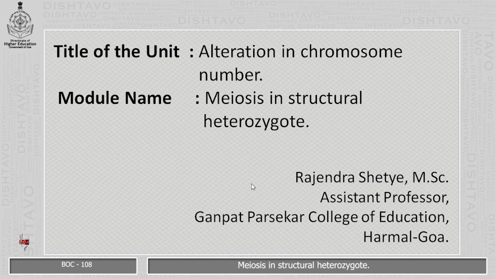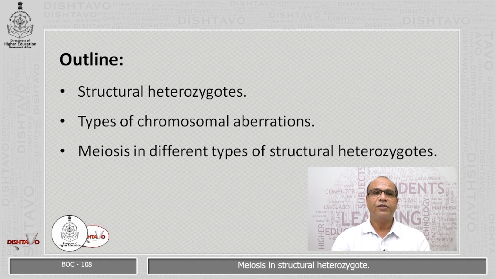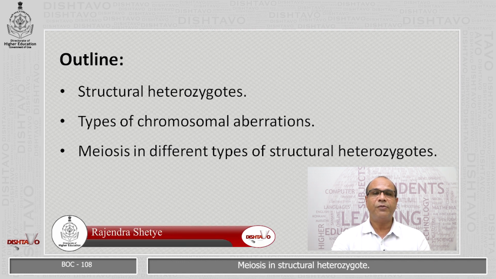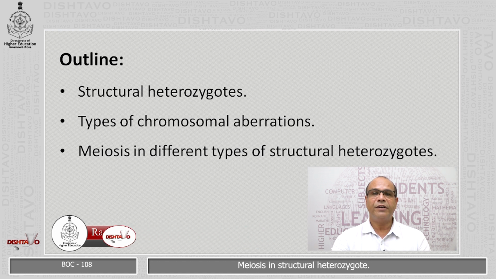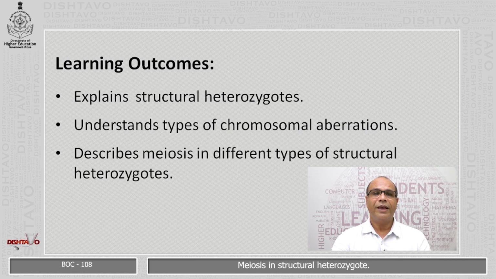Title of the unit: Alteration in Chromosome Number. Module name: Meiosis in Structural Heterozygote. Outline: Structural Heterozygotes, Types of Chromosomal Aberrations, Meiosis in different types of structural heterozygotes. Learning outcomes: explains structural heterozygotes, understands types of chromosomal aberrations, describes meiosis in different types of structural heterozygotes.